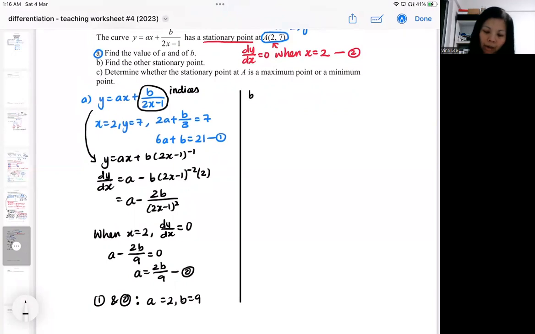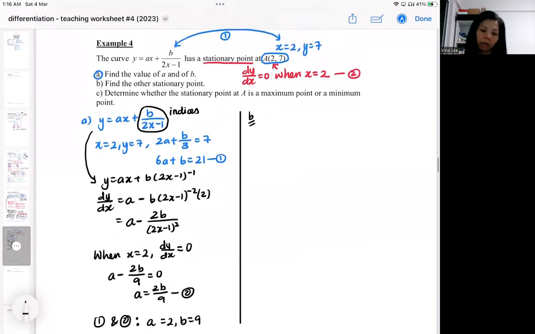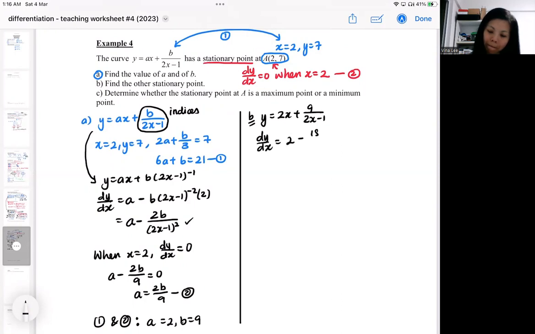You realize the second part is asking for the other stationary point. Currently you already got one stationary point, (2, 7). So they are asking you for the other one. If you already gotten your A and B, return your A and B. So I'll return it to my y first, and then I return it to my dy/dx. So this is another idea of stationary point. You just execute your dy/dx equal to 0.